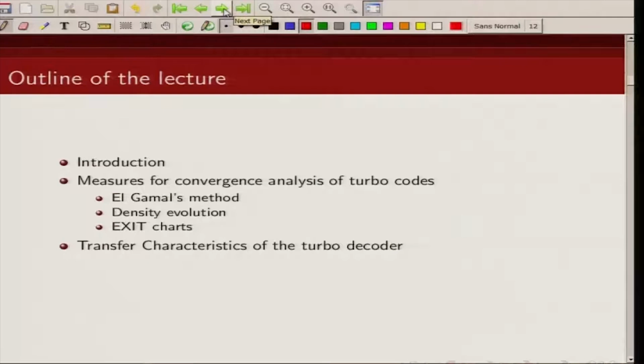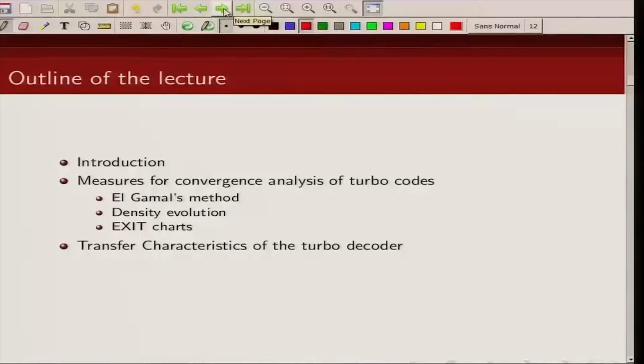And then we will talk about what we mean by a transfer characteristic of a turbo decoder and how we can use it to compute the convergence threshold of a turbo code.